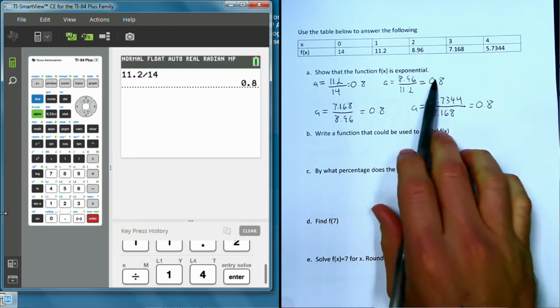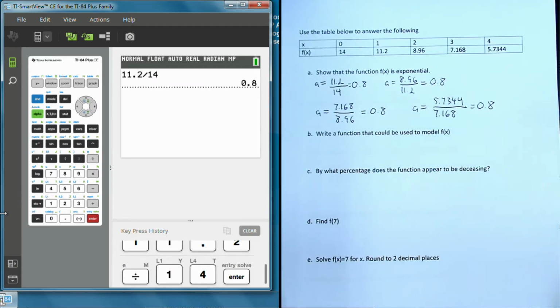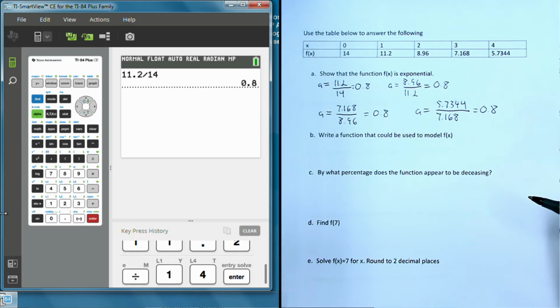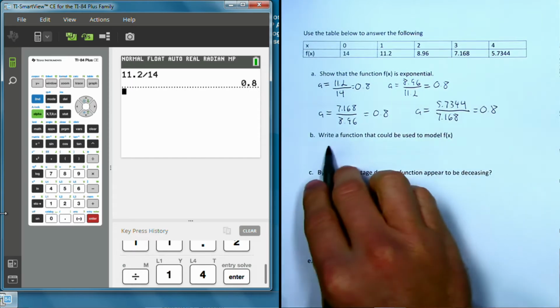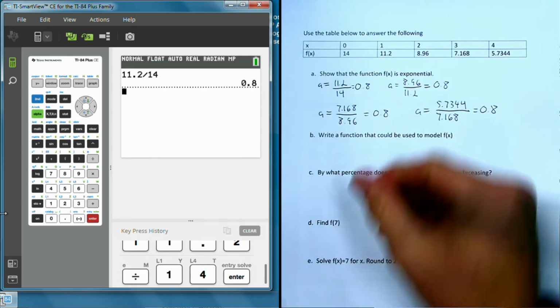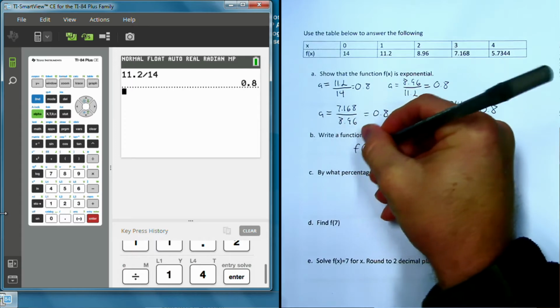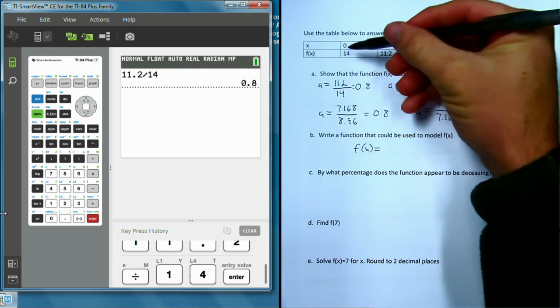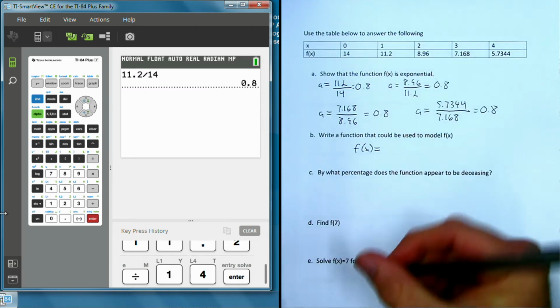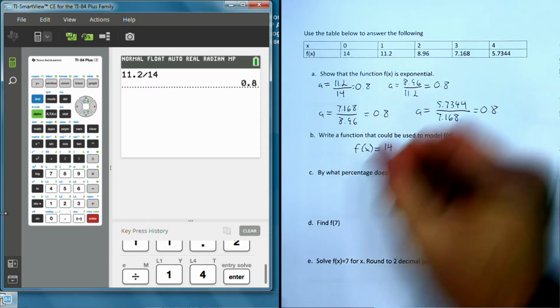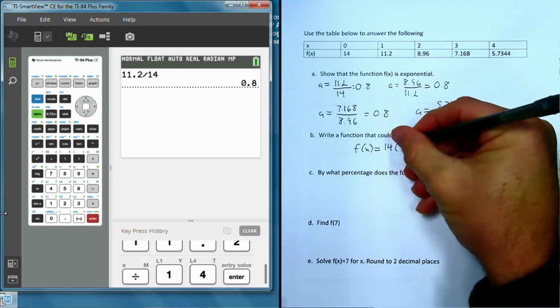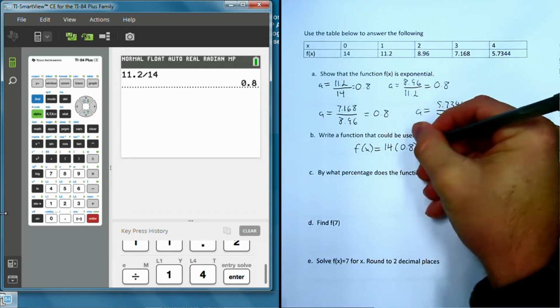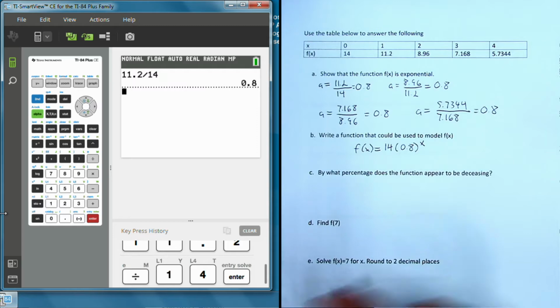So this number here, this common ratio, we call that our growth or decay factor. To write the function, we would say f of x equals, if it's exponential, we take the initial value, or when x is 0, the initial value would be 14, times our growth or decay factor raised to the power of x.